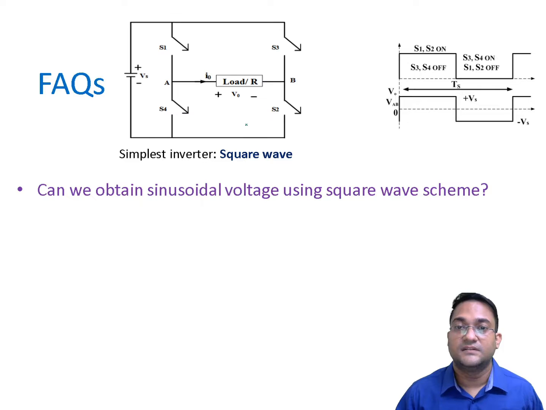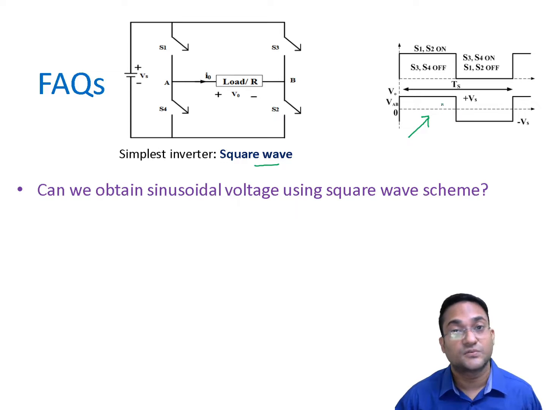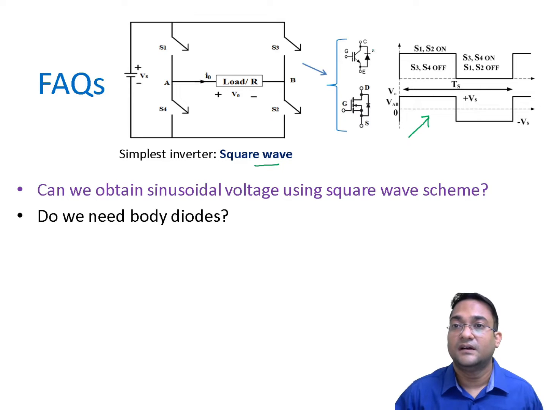Now let us try to understand three very important questions for the square wave inverter, and it will help you to understand the square wave inverter in a better way. So can we obtain sinusoidal voltage using the square wave scheme? Directly we cannot obtain it, because ultimately we are getting a square wave, right? But there is some way to finally get a sinusoidal voltage across the load terminal. We'll discuss that next. Then I keep on mentioning repeatedly that these body diodes are required for a voltage source inverter, but they may not be required for very specific cases, so we need to discuss that.